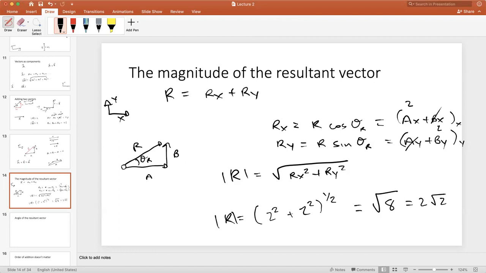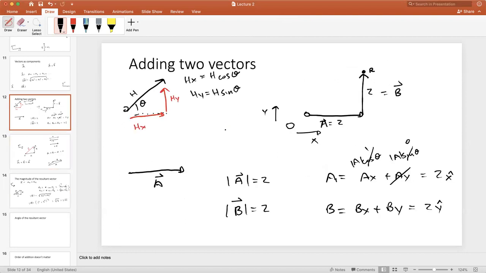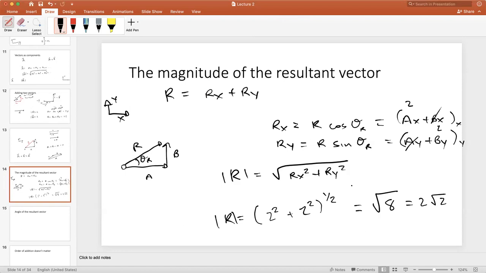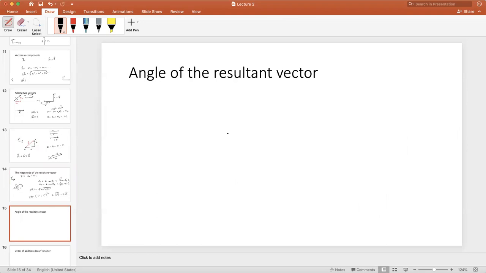But remember, what we're trying to solve here is we want to know if we walk to the store and we go 2 blocks east and 2 blocks north, how far from home are we? And we found that that radial vector is A plus B, and it has a length of 2 root 2. Now it's probably obvious at this point what the angle of R will be, but let's show how to do it.